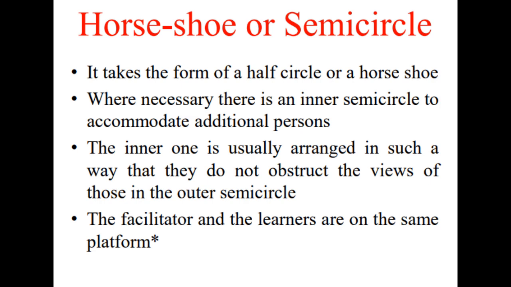Horseshoe or semicircle: it takes the form of a half circle or a horseshoe. Where necessary, there is an inner semicircle to accommodate additional persons. The inner one is usually arranged in such a way that they do not obstruct the views of those in the outer semicircle. The facilitator and the learners are on the same platform.